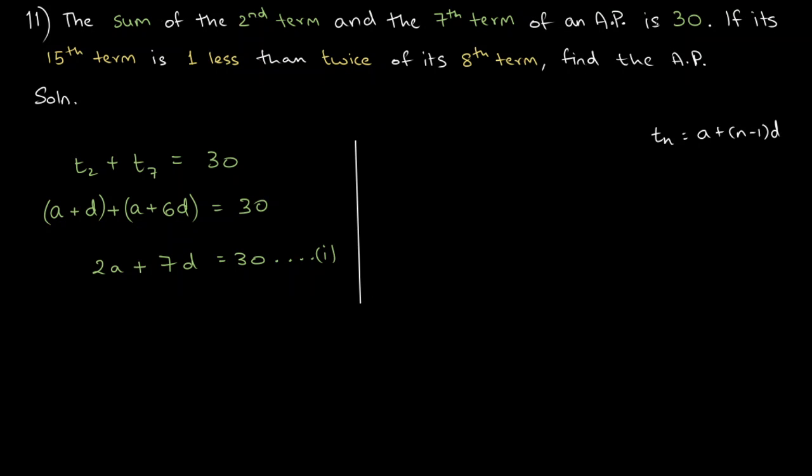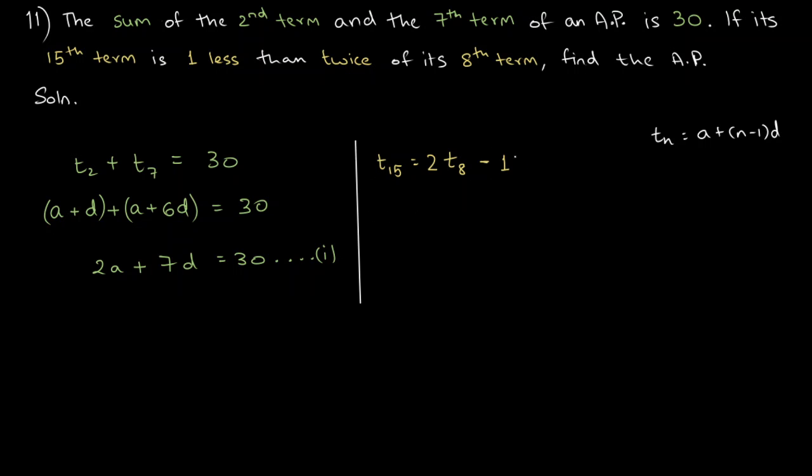So what they've told us here is the 15th term is one less than twice of its 8th term. Okay, so let's see. So we're talking about the 15th term, so that is T15, right? And what about it? It is one less than twice the 8th term. So one less means I have to subtract 1, but from which value? Twice of the 8th term. So twice of the 8th term is 2 into T8, right? So T15 is equal to 2 times T8 minus 1. 15th term is one less than twice of the 8th term.